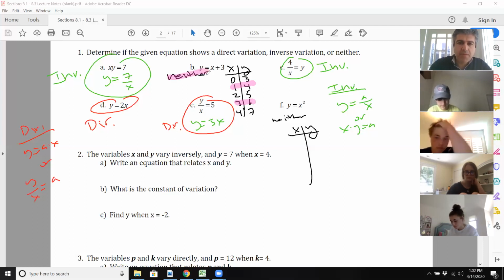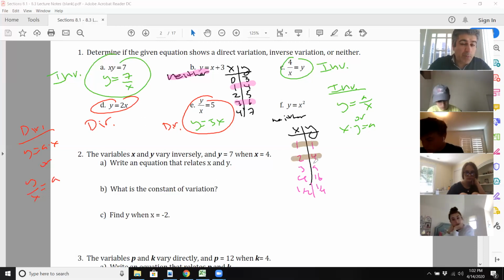But look at the next one. X is 1, y is 1, x is 2, y is 4, x is 3, y is 9, and there's a pattern for sure. The pattern is squaring. Or if I do 1/2, I get 1/4. But notice how if I double x, y gets quadrupled. Or if I triple x, y goes up by 9.